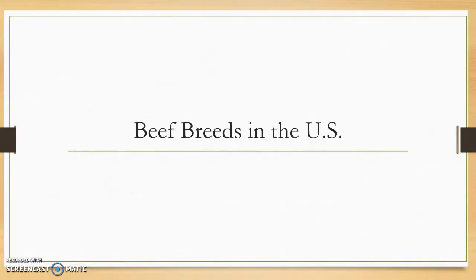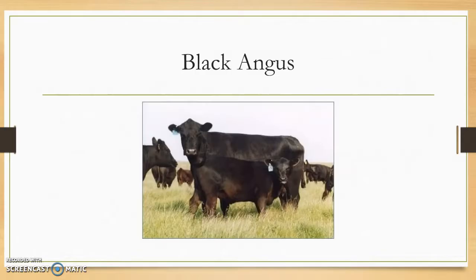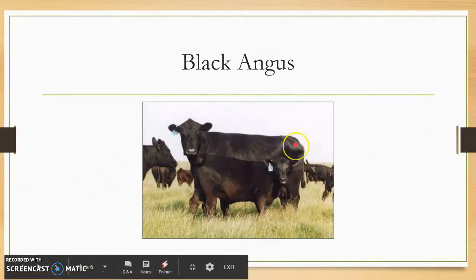Okay? Alright, so we'll start with some beef breeds, and then I'll show you some pictures of some dairy as well. So beef breeds are animals that we consume for their beef, for their meat. The first one here is Black Angus. This is the one that people typically will recognize as a beef breed. They have a solid dark black coat. That's the easiest way to identify them.